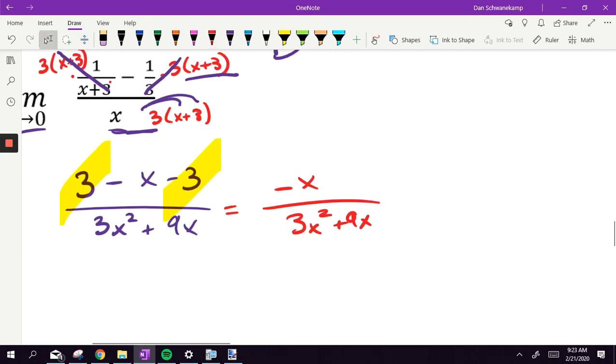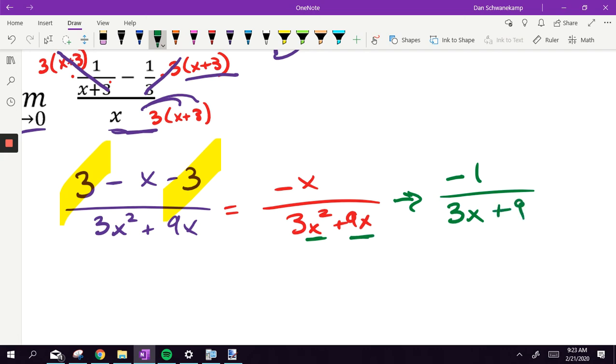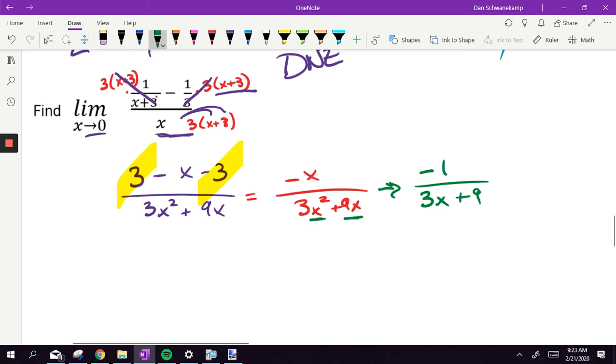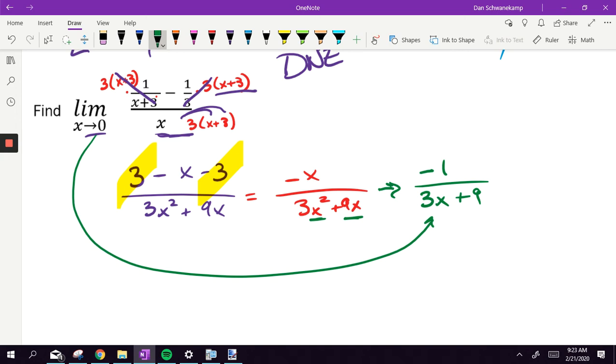What can I do to cancel here, Markel? Take an x out of everything, right? Every single thing in this problem has an x in it. Everybody agree with me on that? And so I'm going to cancel an x out of everything. And so this is going to become negative 1. I'm taking an x out of the top. I'm taking an x out of this, so it's just 3x. And I'm taking an x out of this, so it's just plus 9. We simplified, then we canceled. We took an x out of everything, and now we're going to plug back in. So if I plug in 0 there, my answer is negative 1/9.